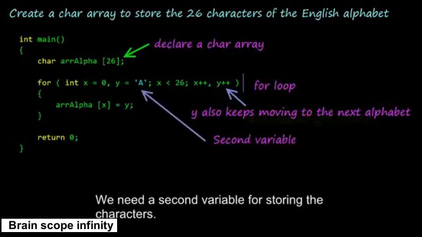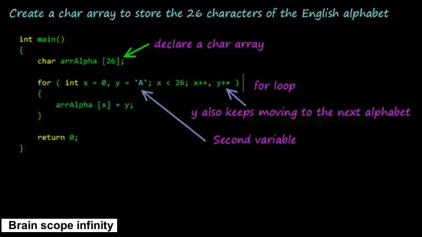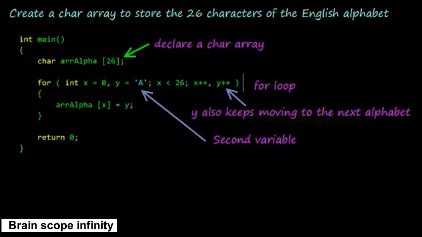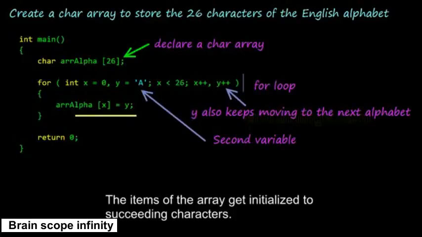We need a second variable for storing the characters. We have chosen y as our second variable. It starts from the first alphabet. The items of the array get initialized to succeeding characters.